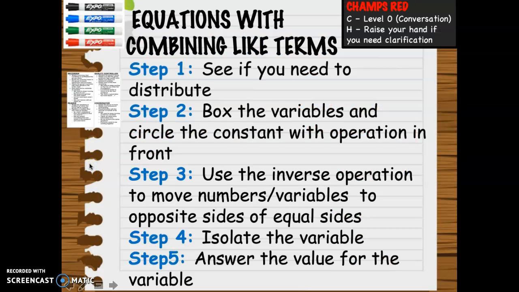So for equations with combining like terms, there are 5 steps to solve. Go ahead and pause if you missed class and add this to your notebook. The first thing we're going to do is see if we need to distribute. We're going to see if there's parentheses. That's a huge thing. If there are parentheses, we're going to distribute. Then we're going to box the variables and circle the constants with the operation in front. Notice it says operation in front. That tells us if it's positive or negative. Next, we're going to use inverse operations to move numbers and variables. Once we get there, we're at a normal two-step equation.